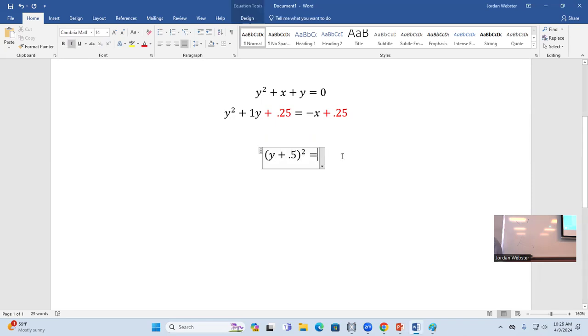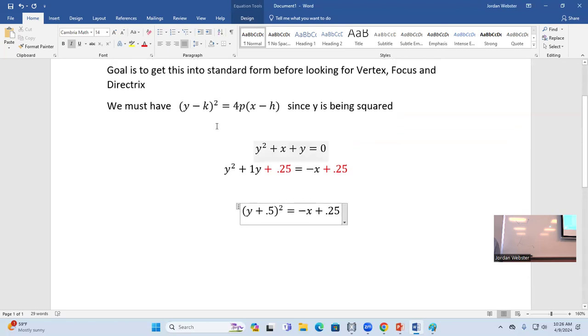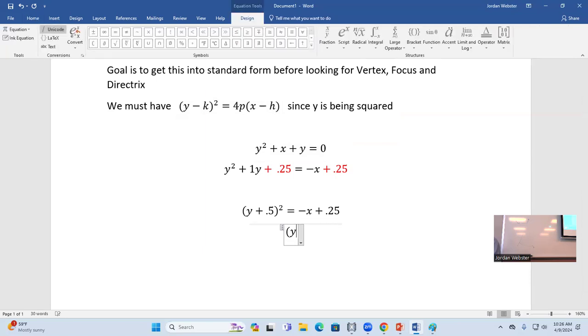And that's it. I get (y + 0.5)² = -x + 0.25. Now, I'm not quite done yet. I have the left-hand side the way I want it. The right-hand side, I need to have x minus h, not negative x plus a number. So what I'm going to do is factor out, on the right-hand side, a negative 1.